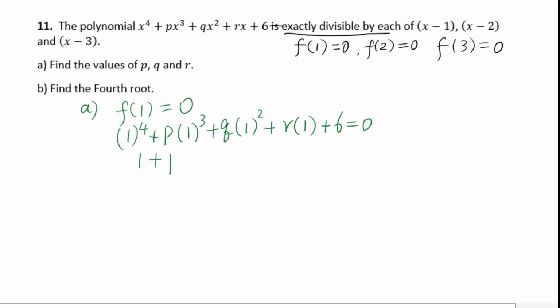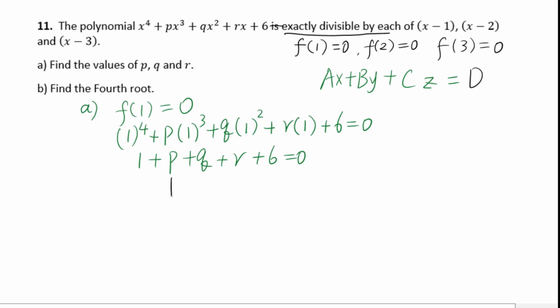Simplify 1 plus p plus q plus r plus 6 equals 0. Since there are three variables, we will use a matrix to figure out the solutions. For the matrix, you have to change into standard form, which means ax plus by plus cz equals d form. So we have p plus q plus r equals negative 7.